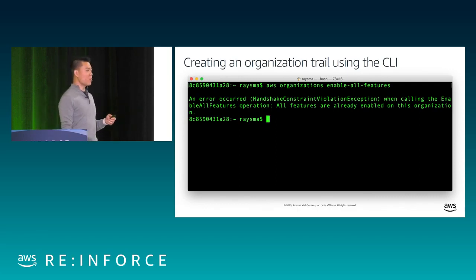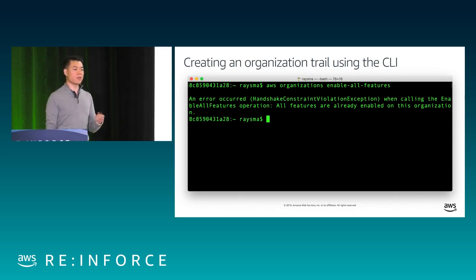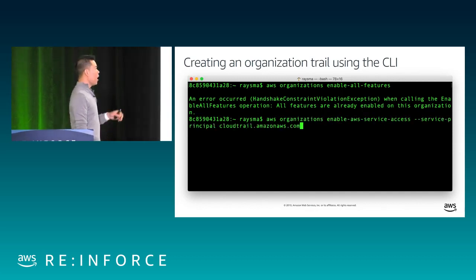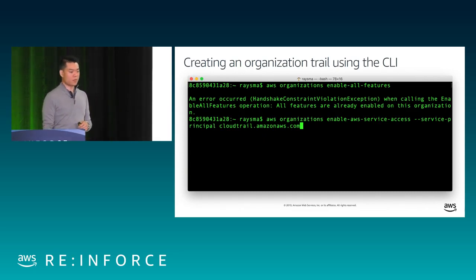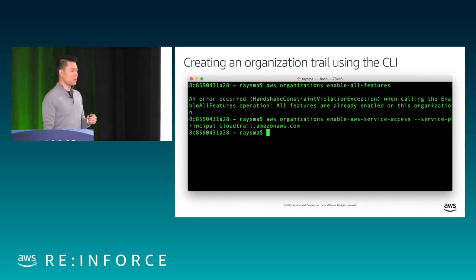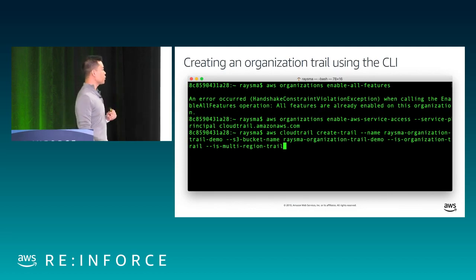So now the next thing that I want to do is I need to give CloudTrail the ability to perform actions within my organization. So I need to extend that trust to CloudTrail. And so what I'd want to do is to run the next command, which enables AWS Service Access for CloudTrail. I go ahead and run that, and it runs successfully. And so now I'm all set up and ready to create my organization trail. And so I would call the create trail.